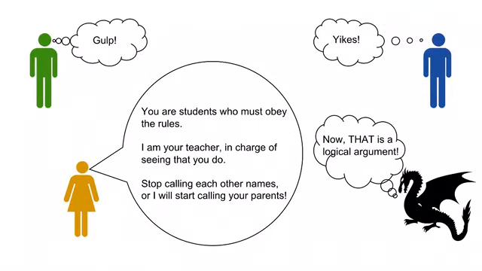And she says to them, "Now, you are students who must obey the rules. I am your teacher, in charge of seeing that you do. Stop calling each other names, or I will start calling your parents." And the guy in green's thinking, "Gulp." And the guy in blue's like, "Yikes." And our logic dragon says, now that is a logical argument. See, she's trying to persuade them of something, but she's using rational reasons to do that.